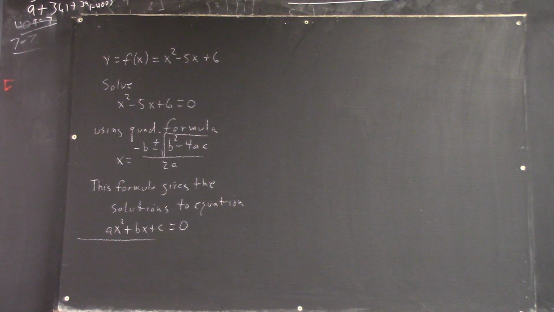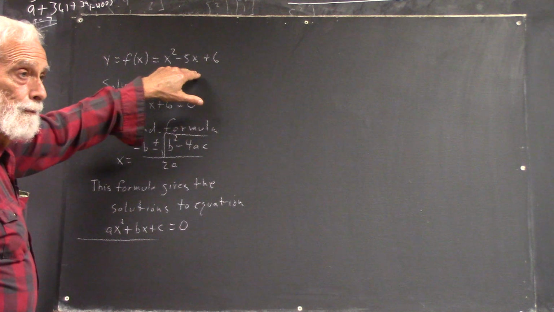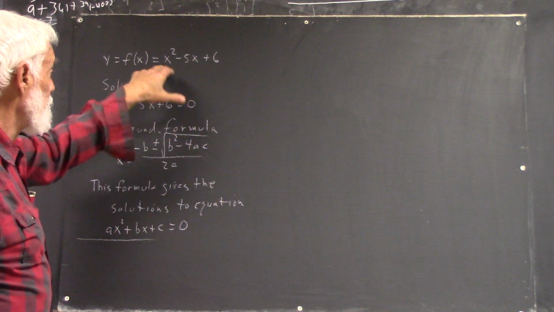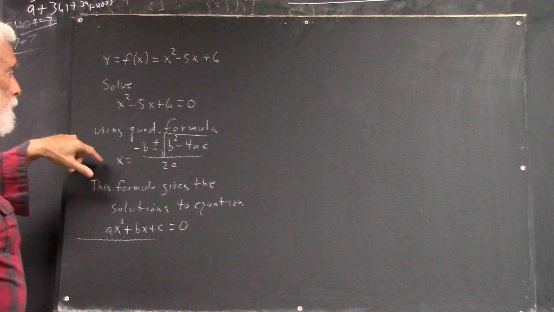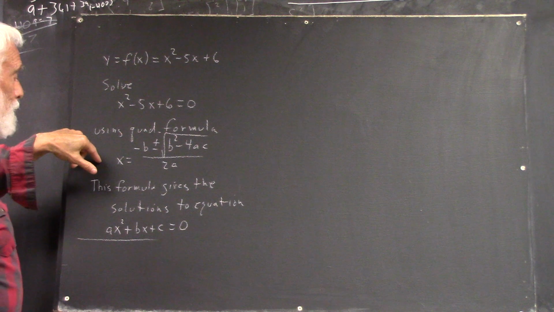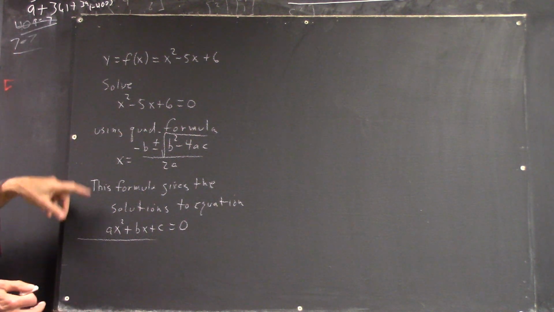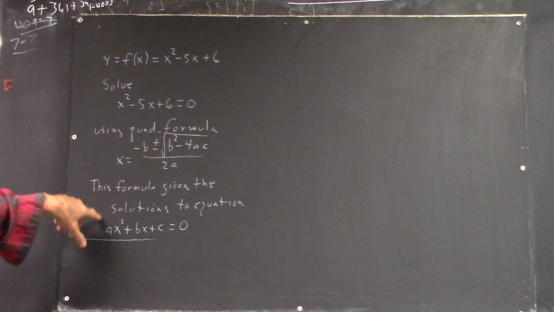Okay, so we have this function. We're going to solve the equation x squared minus 5x plus 6, which matches this, equal to 0, using the quadratic formula. Now, when I laid that out to people that weren't here last time, not everybody knew how to use the quadratic formula. It's very simple, so I have to tell you one more thing.